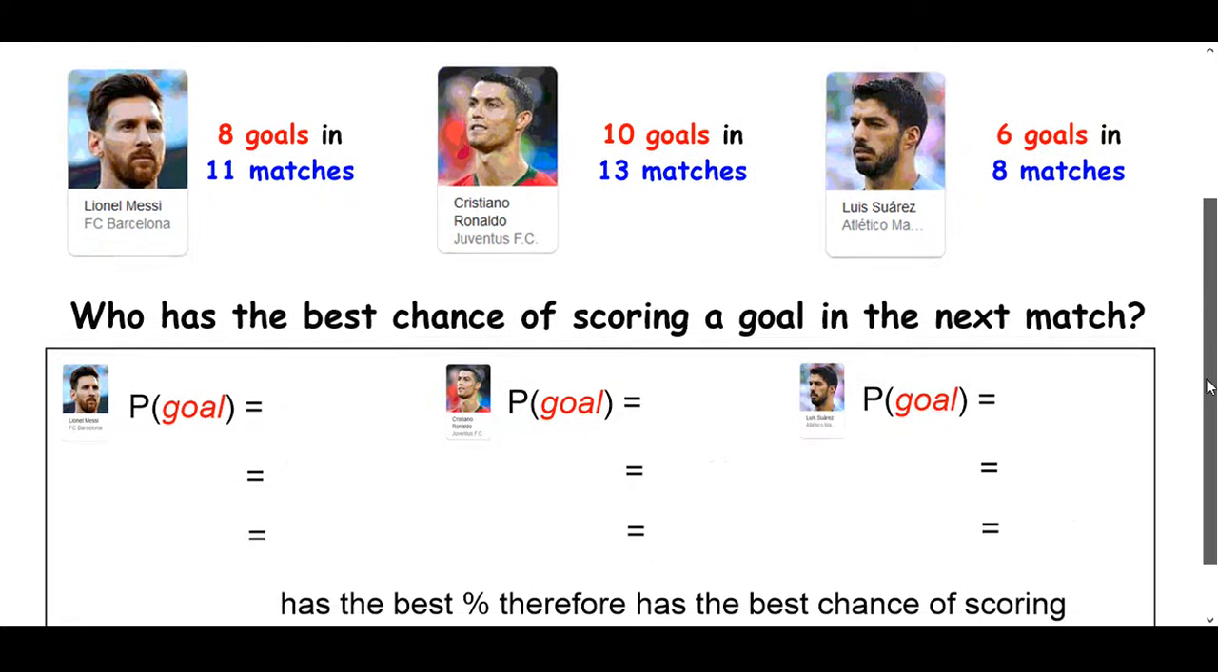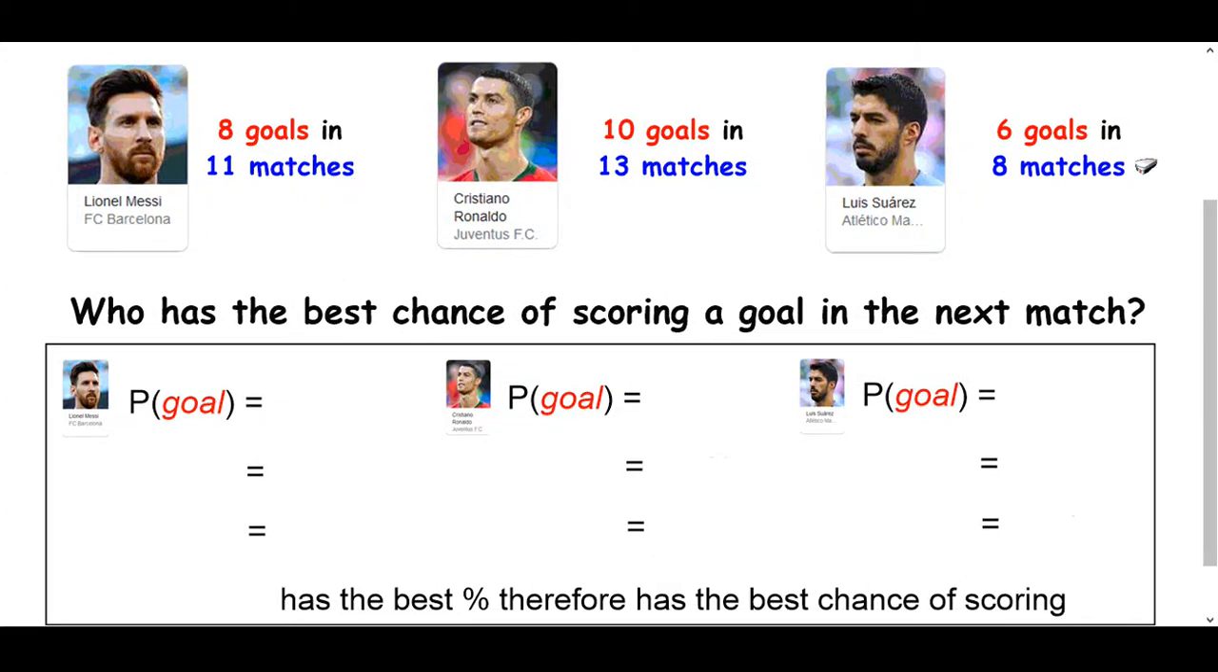So basically what you want to do is find out who's got the best probability here. So again, we can write it as a fraction. Messi scored 8 out of 11. Ronaldo scored 10 out of 13, and Suarez scored 6 out of 8. Now, to compare these as fractions is quite difficult. You think, well, which one's the best? I'm not so sure. So what we tend to do is turn it either into a decimal or a percentage. That's the easiest thing to do because they're easier to compare. Who's got the highest value? It's easier to compare decimals and percentages.